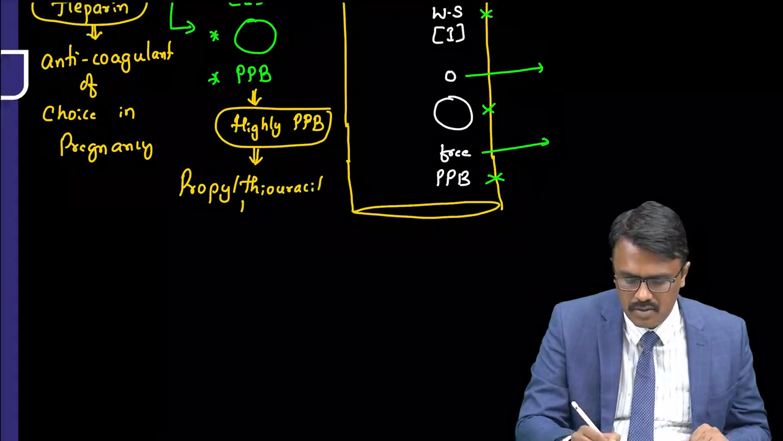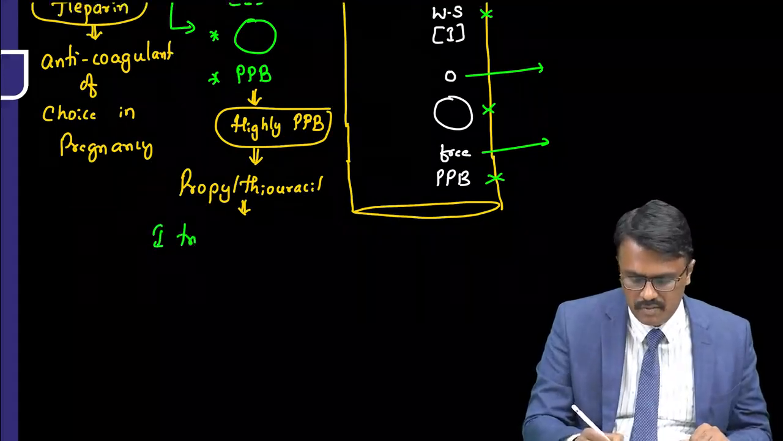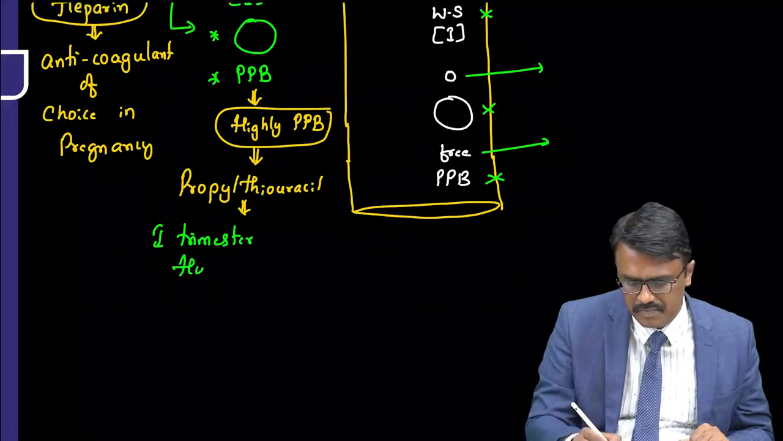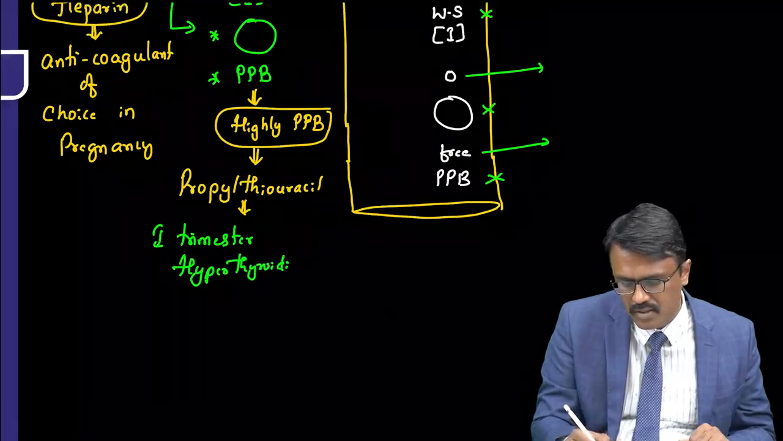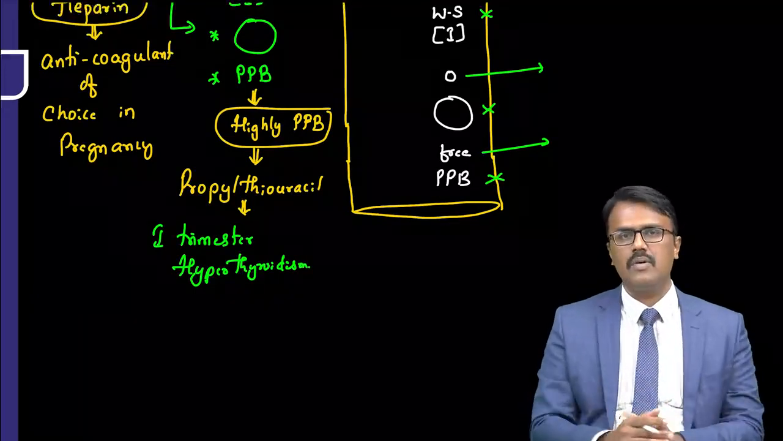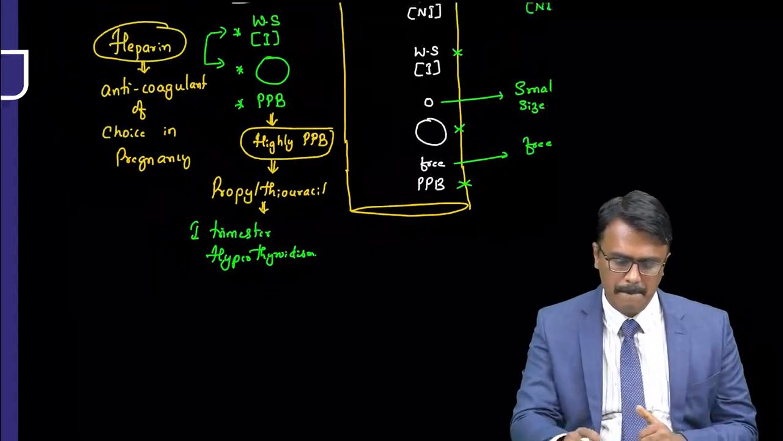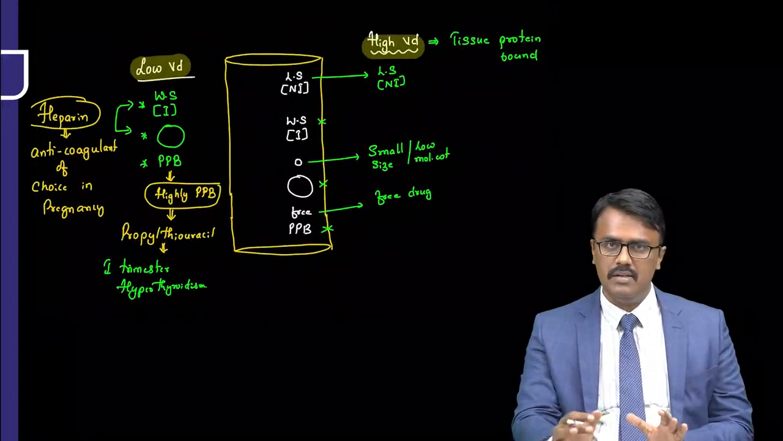Now, this is used in managing first trimester hyperthyroidism. First trimester hyperthyroidism, the name is propylthiouracil. There we use it, and the reason is it is not going to cross easily, because it is highly plasma protein bound. Now, another important thing: we need to understand why we are learning this.